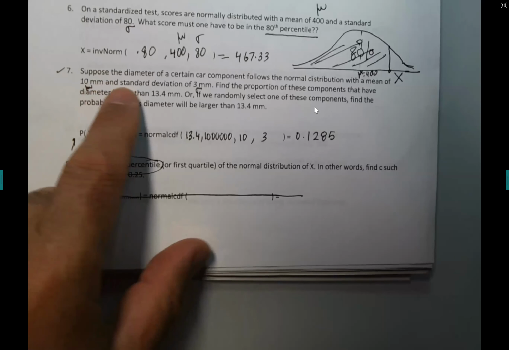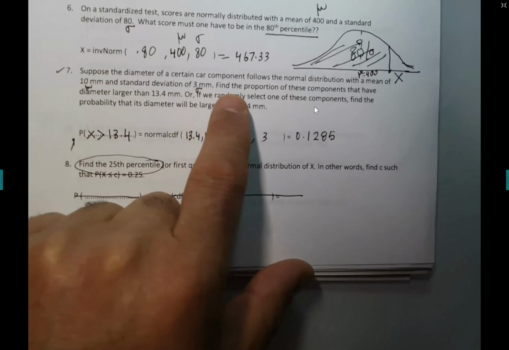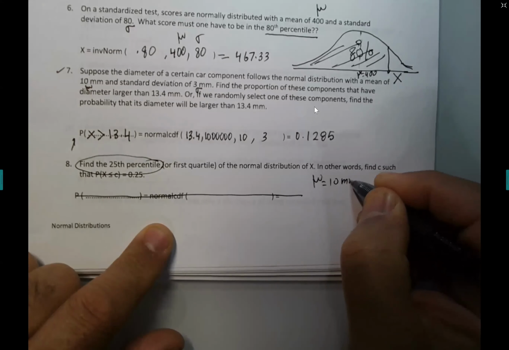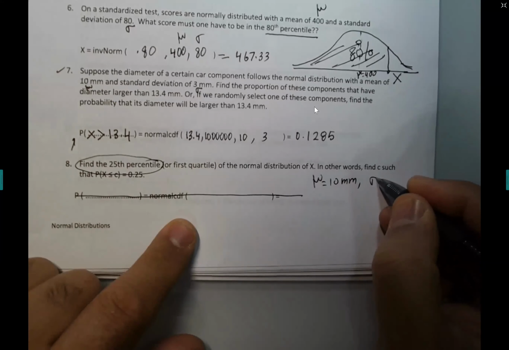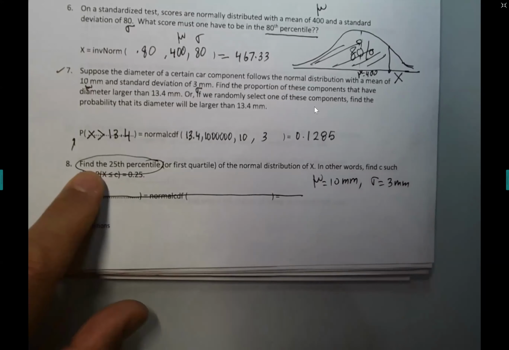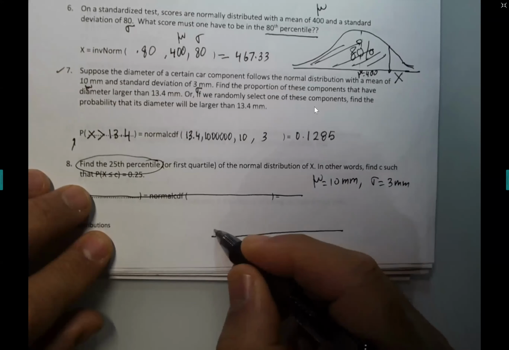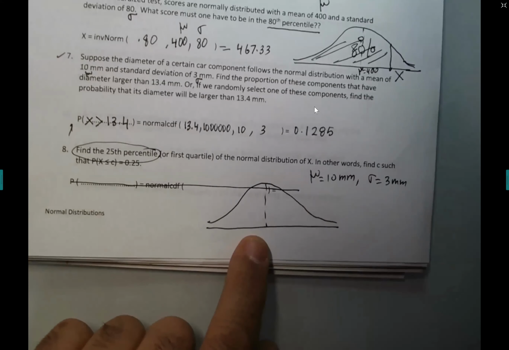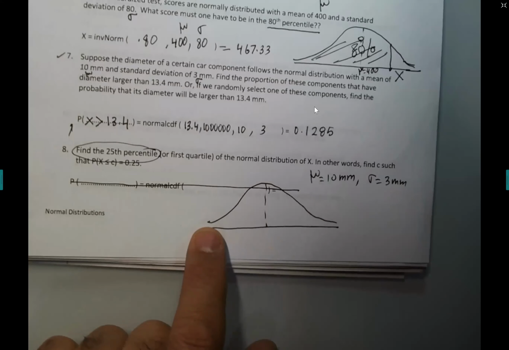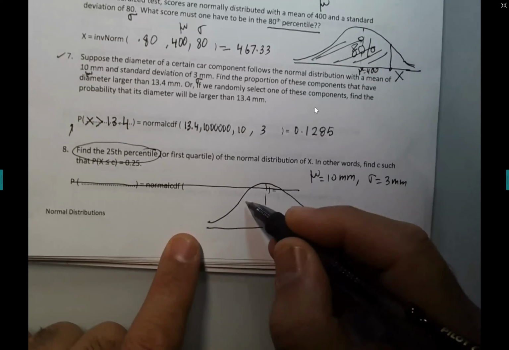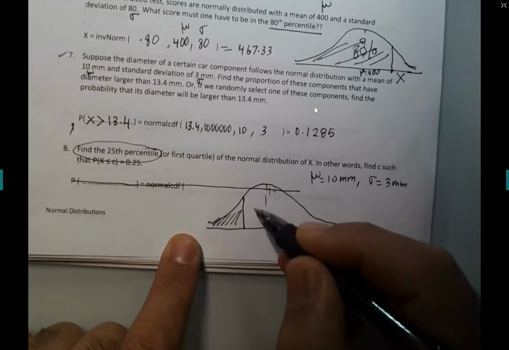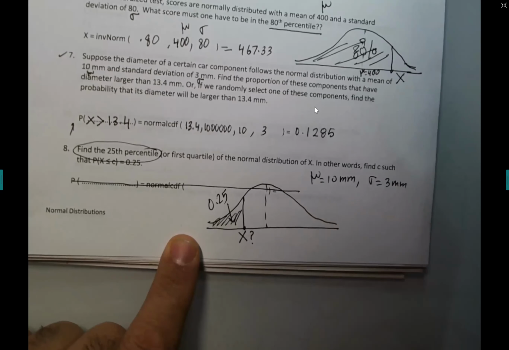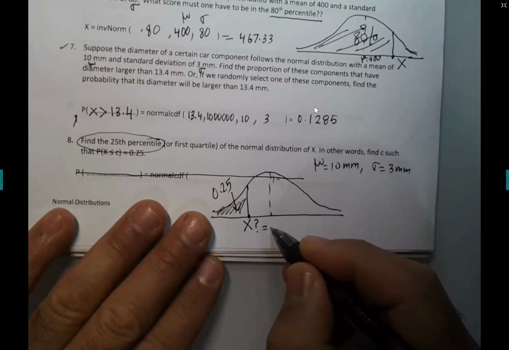And suppose that the diameter of a certain car component follows a normal distribution with the mean of 10. So that's the mean. And a standard deviation of 3. So how do you find the 25th percentile? Let me show you a sketch, guys. 25th percentile. You agree with me, if I shade 25% of this curve, starting from the left, it's not gonna cover up to 50. It's gonna be somewhere here. This is 25%, guys. And he wants this X value. So can you guys help me find this X value?